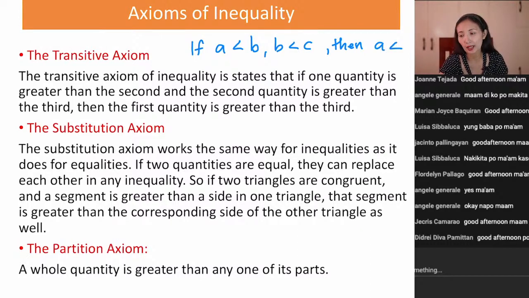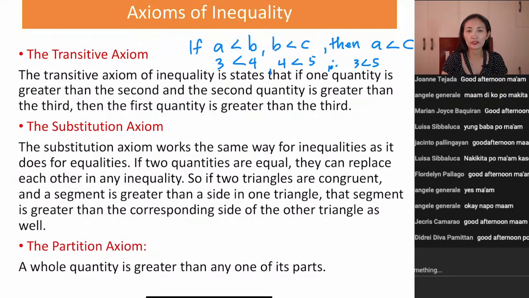For example, 3 is less than 4, correct? And 4 is less than 5. Therefore, 3 is less than 5. That's your transitive property of inequality. Next, the substitution axiom. There is also substitution.